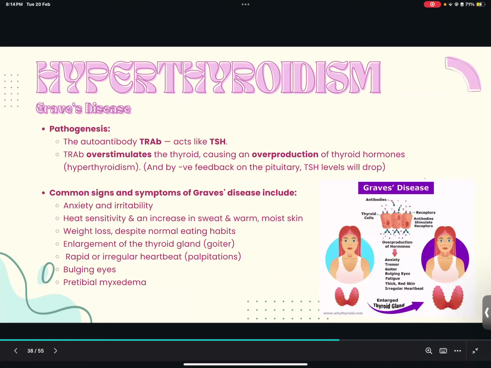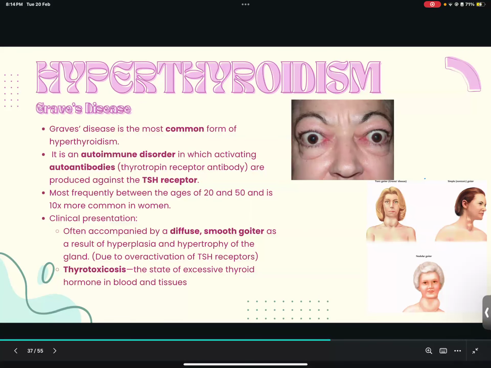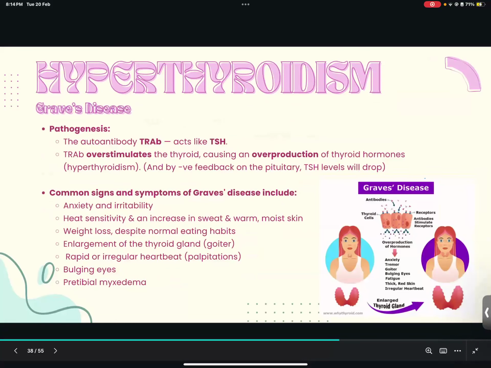Now, the pathogenesis, I've already discussed it, but basically you have an autoantibody called thyrotropin receptor antibody, TRAb, and it acts like TSH, so it's going to overstimulate the thyroid. It'll cause an overproduction of thyroid hormone, and this is called hyperthyroidism. And by negative feedback, this increased level of thyroid hormone is going to act on the pituitary, and TSH levels will drop. So in Graves' disease, you're going to see high levels of T3 and T4, but low levels of TSH because of the autoantibodies.